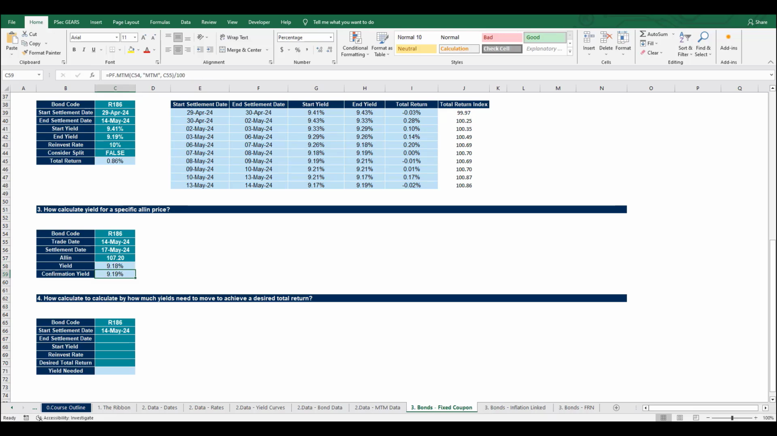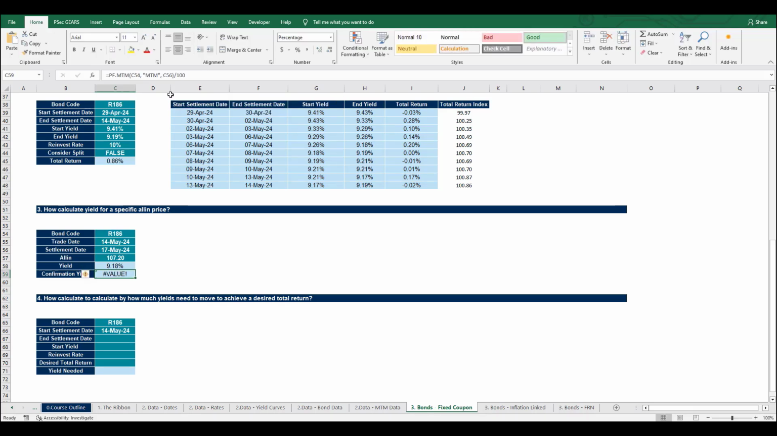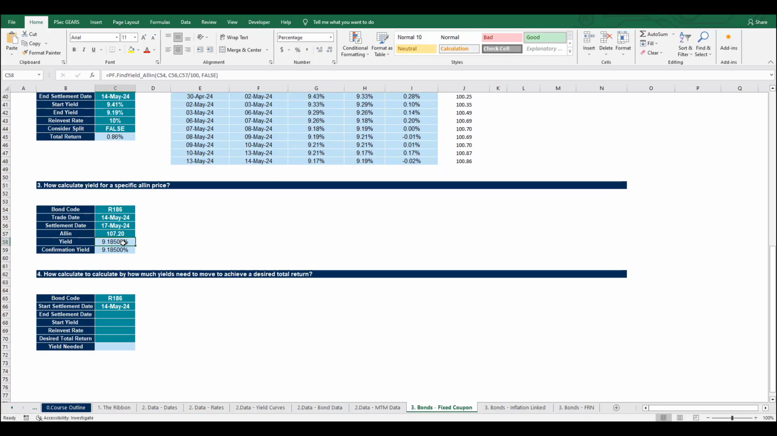So here we are finding that I believe I need to change this trade date to the settlement date. Oh no, I lie. It is the trade date. So these are exactly alike. So we found the yield, given that the all-in price is 107.2 per 100 Rand nominal.